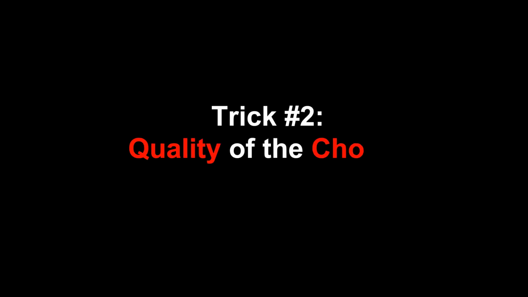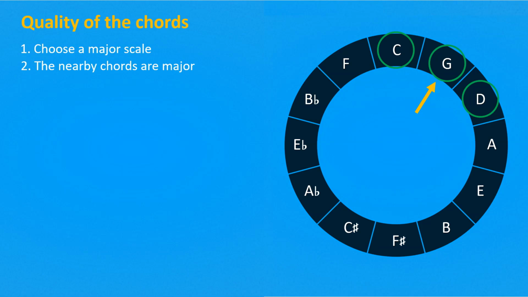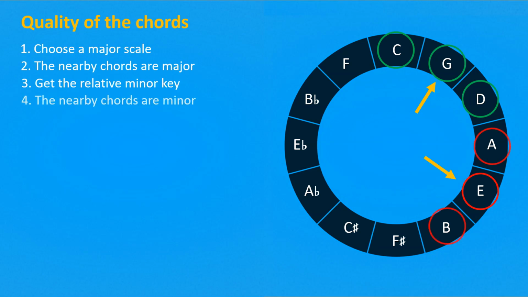Trick number 2. Quality of the chords. To get the quality of the chords for a harmonized major scale, choose the major scale, for instance G major. The nearby chords are major, C and D major. Get the relative minor scale, 15 minutes clockwise, E minor. The nearby chords are minor, A minor and B minor. At the end we have the diminished chord.